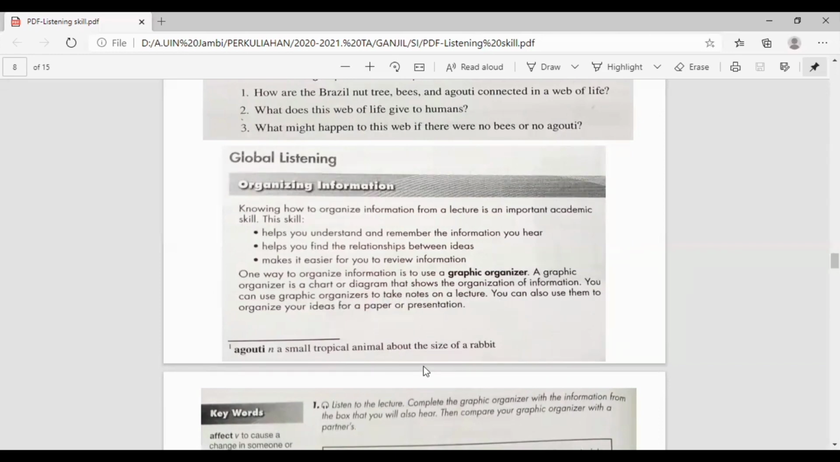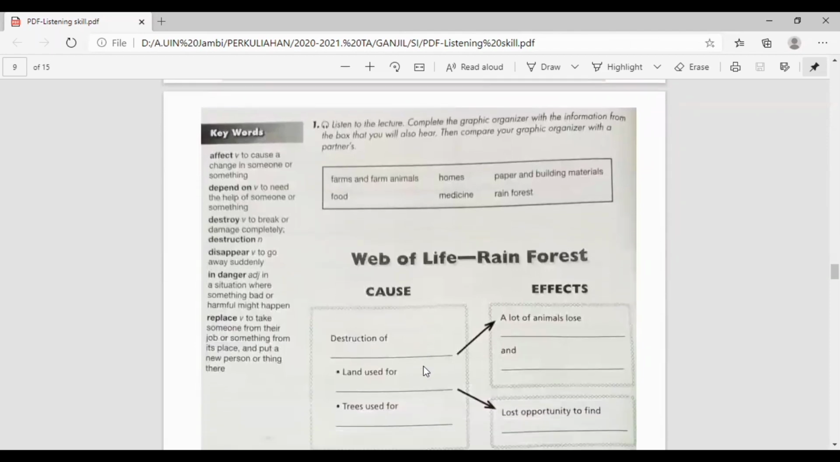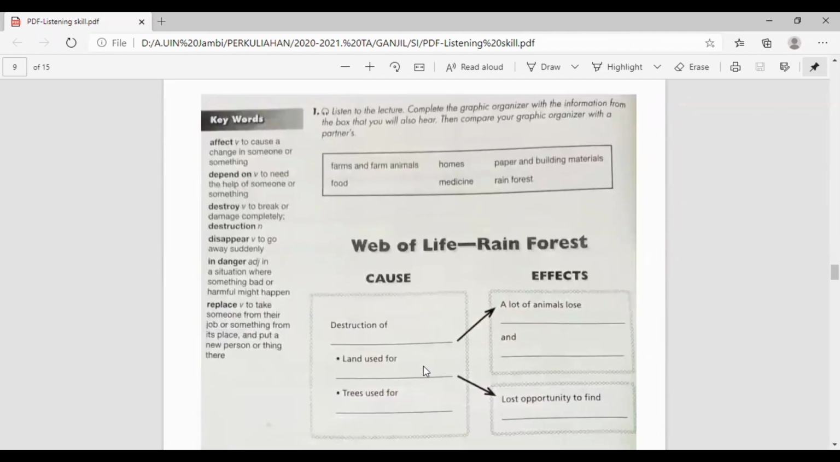Okay, now, all right, so you're going to practice your listening. Look here, before you listen, please check the keywords here. There are some keywords to help you to follow the lecture later on.